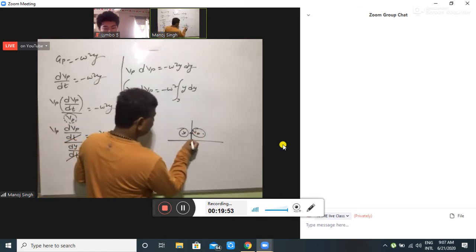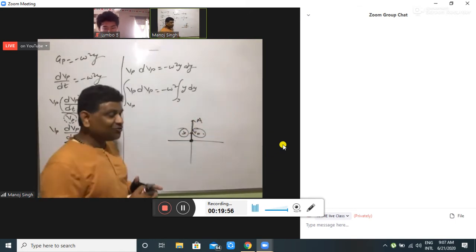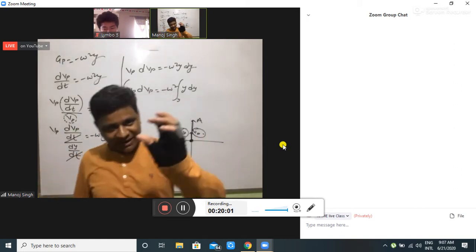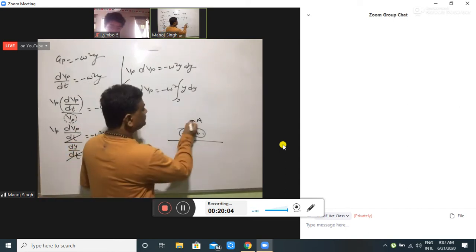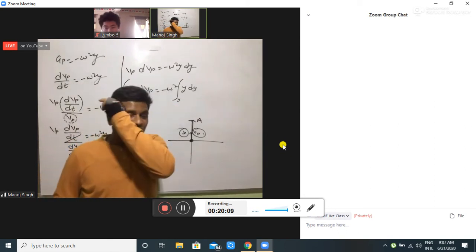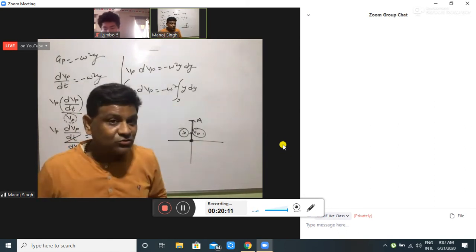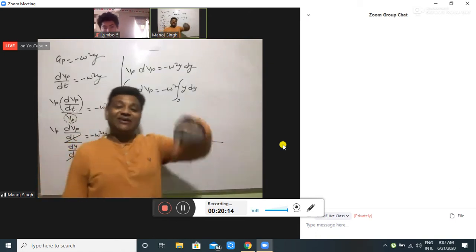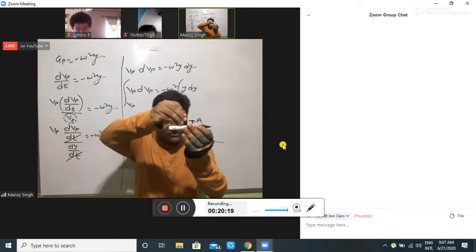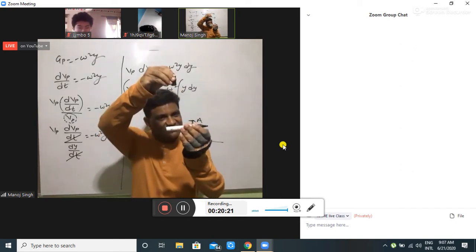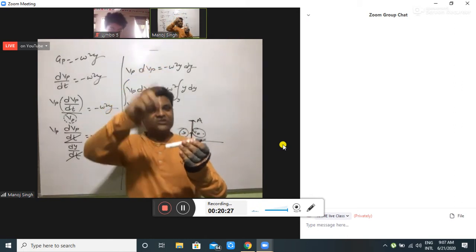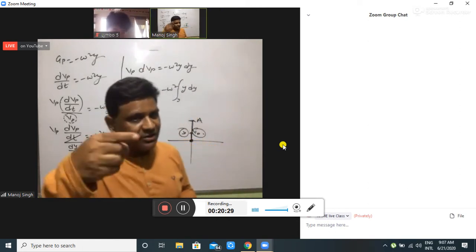Now, when the displacement of the particle is equal to A, A is the amplitude. Maximum displacement of the particle is known as amplitude. So at the extreme position, y will be equal to A, and velocity of the particle at the extreme position will be equal to zero. When the particle reaches the extreme position, displacement will be equal to the amplitude, and velocity will become equal to zero.